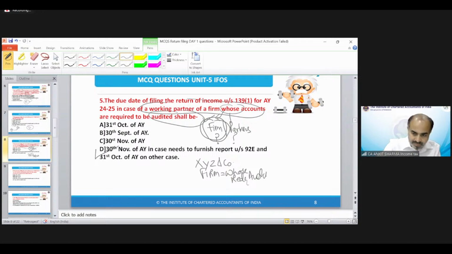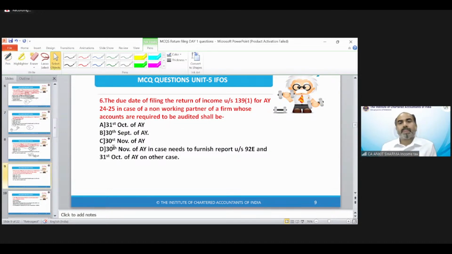Okay. The due date of filing the return of income under section 139(1) for assessment year 24-25 in case of a non-working partner of a firm whose accounts are required to be audited shall be. The answer would remain the same.